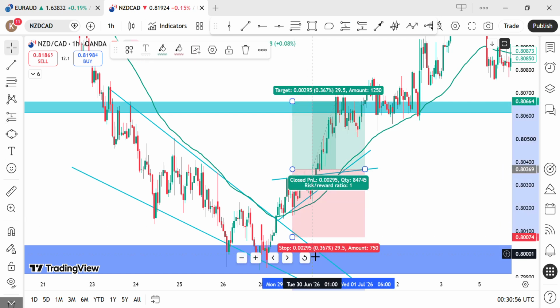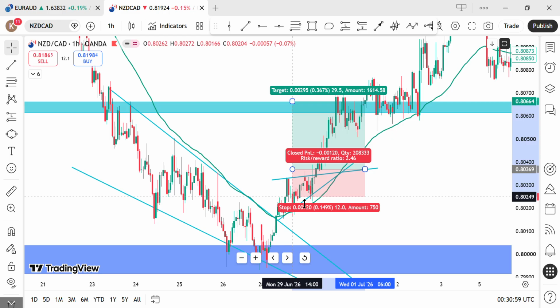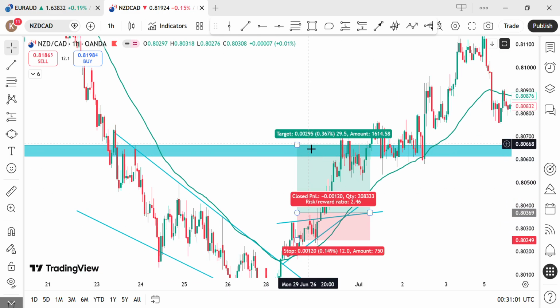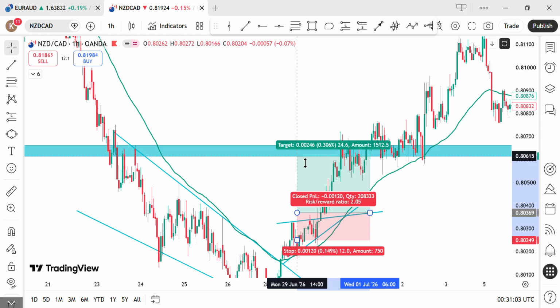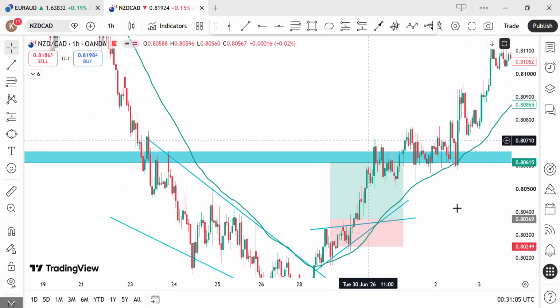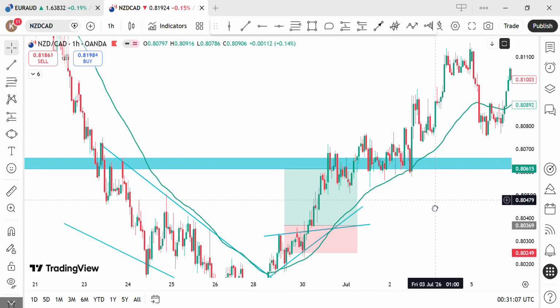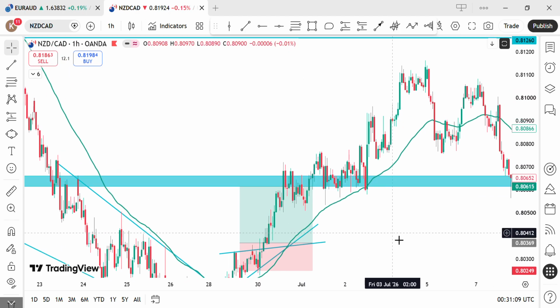You take your entry here, you put your stop loss here, and then you target 1 to 2, or you can put your TP at the next resistance level. So you see, simple stuff. And we smash TP over here.